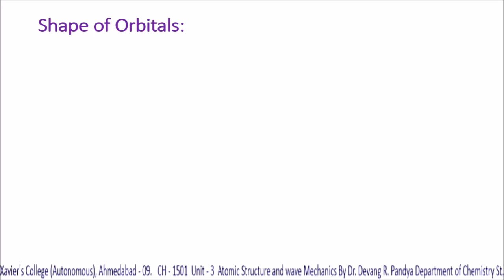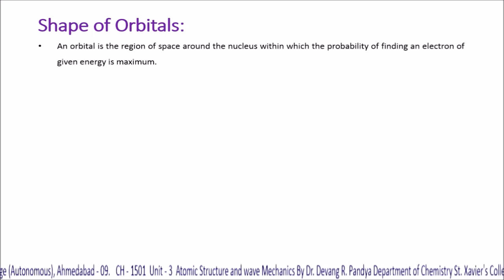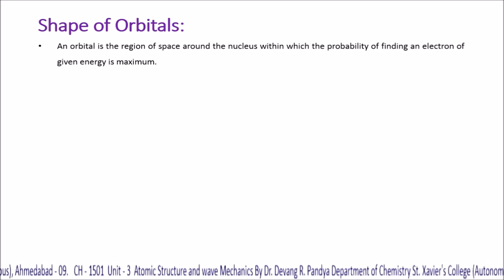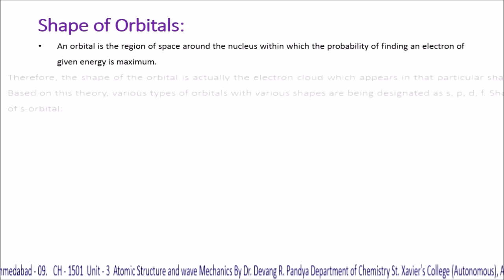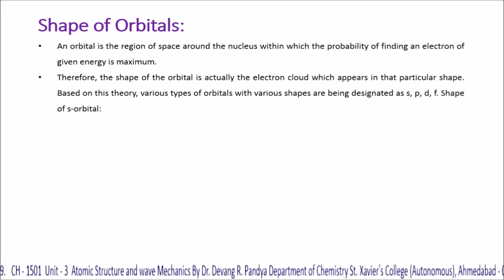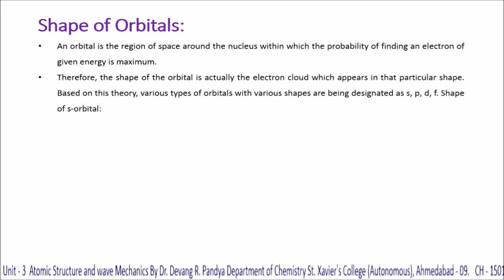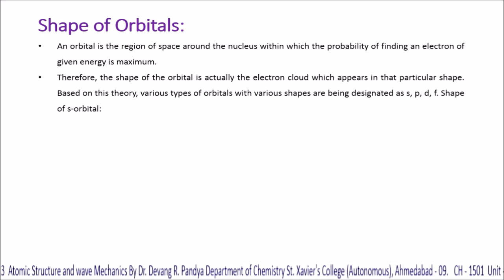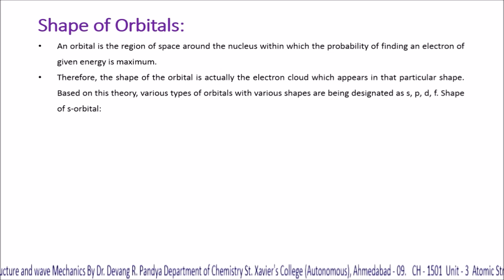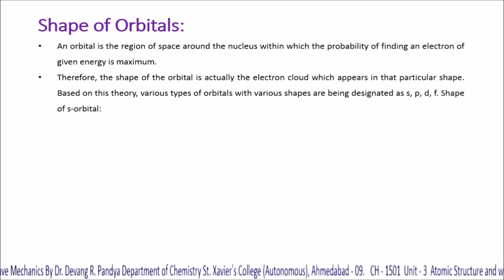Now, shape of orbitals. An orbital is the region of space around the nucleus within which the probability of finding an electron of given energy is maximum. Therefore, the shape of the orbital is actually the electron cloud which appears in that particular shape. Based on this theory, various types of orbitals with various shapes are designated as s, p, d, f.